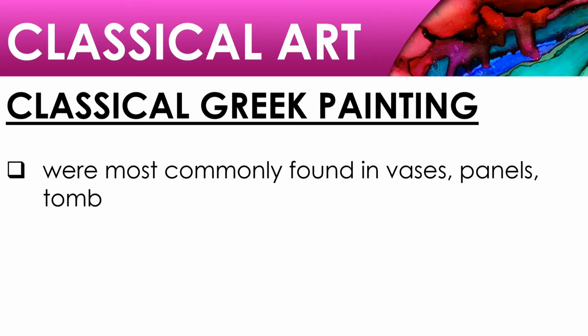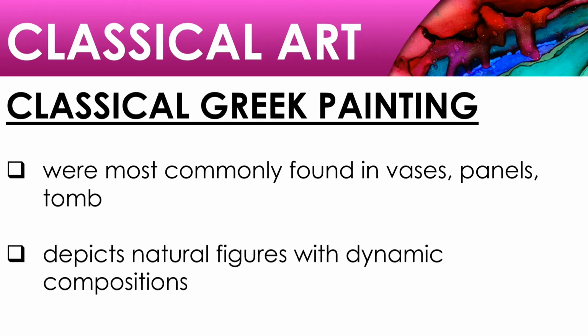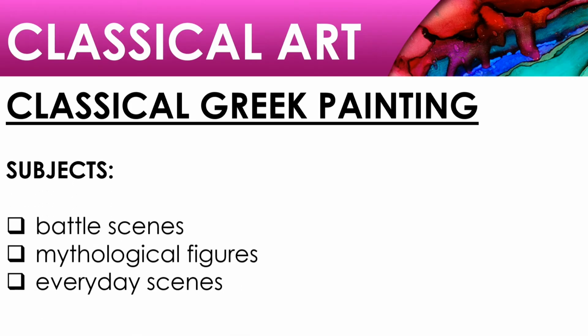Paintings during the Greek era were mostly found in vases, panels, and tombs. They depict natural figures with dynamic composition. The subjects were mostly battle scenes, mythological figures, and everyday scenes. In Greek paintings, fresco and encaustic are the most common methods.